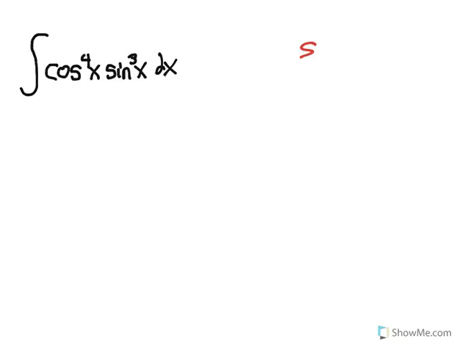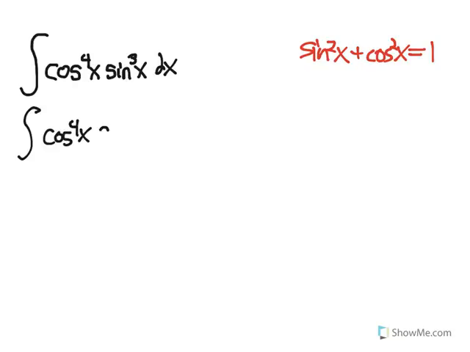Remember this one, our Pythagorean identity. So sine squared and cos squared are always good to have around. Sine x on its own, not so good. So that's why I'm going to break that out. I'm just rewriting the integral here as cos 4x times sine squared x times sine x dx. Haven't done anything, I've just broken that out.